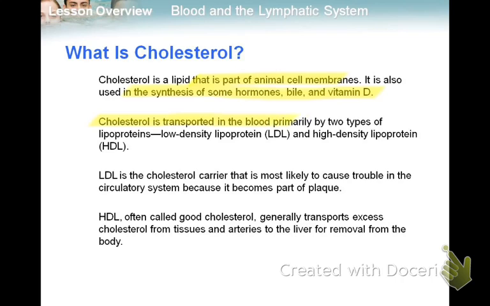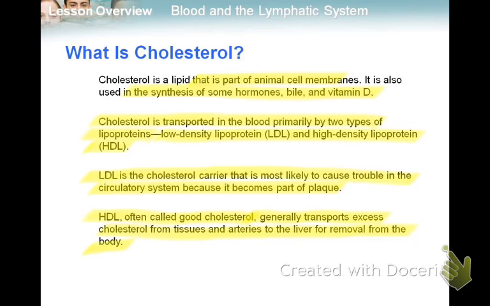Cholesterol is transported in the blood by two types of lipoproteins, LDLs and HDLs. LDL is the cholesterol carrier that's most likely to cause trouble because it becomes part of plaque. That's considered to be the bad cholesterol. HDL is often called the good cholesterol. It transports excess cholesterol from the tissues to the liver for removal from the body.